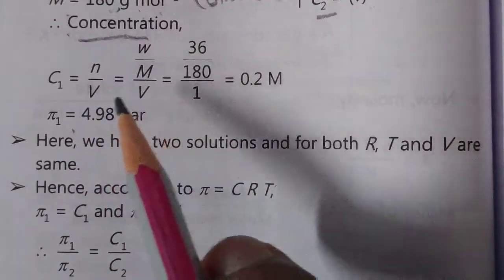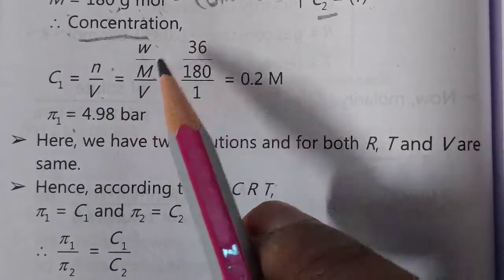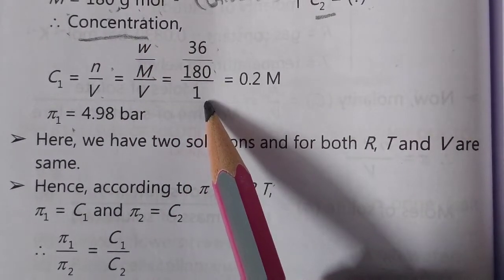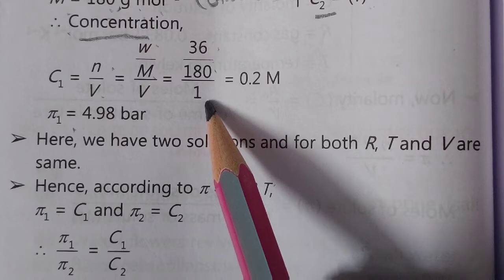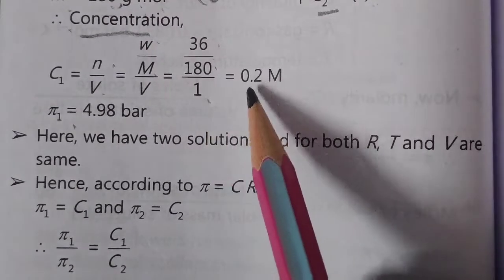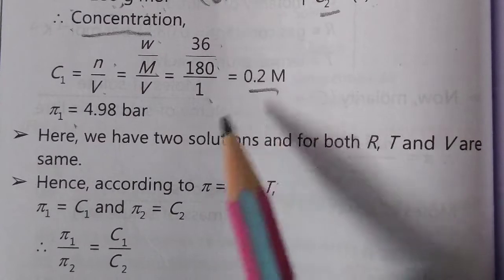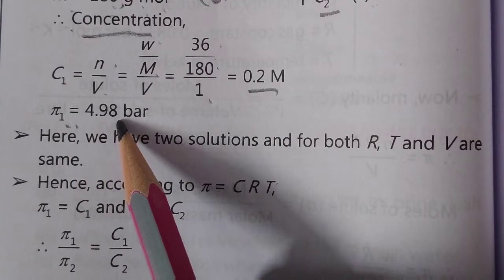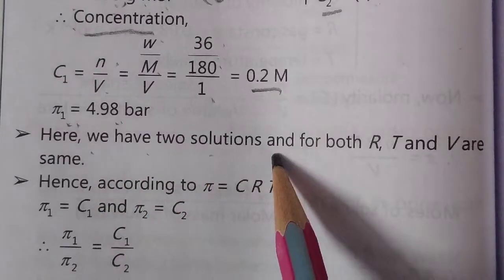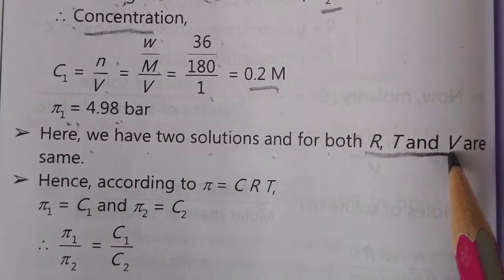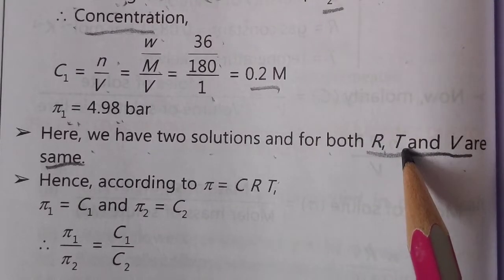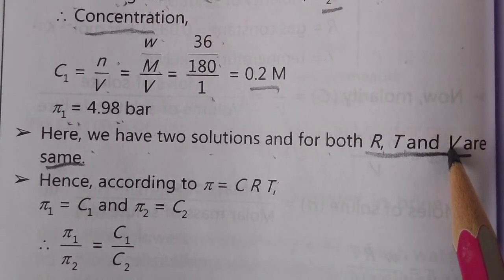So from this data, first I will find the concentration, that is C1. C1 is equal to n by V. n is equal to mass upon molar mass. So that is 36 by 180 divided by volume, which is 1 liter as given. Present in a liter is given in the question. So for 1 liter you will get concentration 0.2 molar. Now pi 1 is given in the question, it is this much, and next we have two solutions. For both, R, T and V are the same. R is the gas constant, T temperature is the same, and volume is also 1 liter for both.